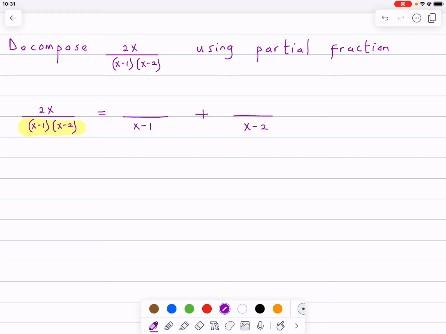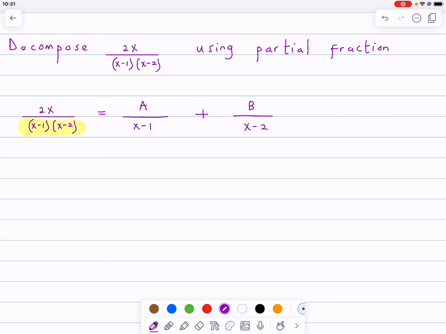Now, because this is a linear term, what is going to be on the numerator is a constant. And on the other one is also going to be a constant, that is an expression without x. So I'm going to write b here. That's a constant, right? Now, we want to find a and b. How can we find that?